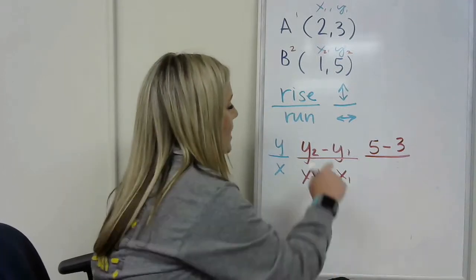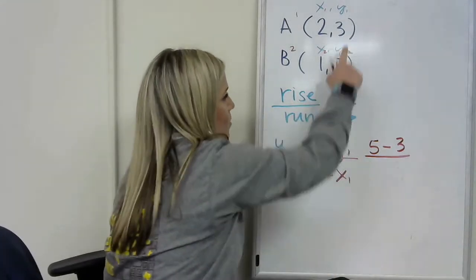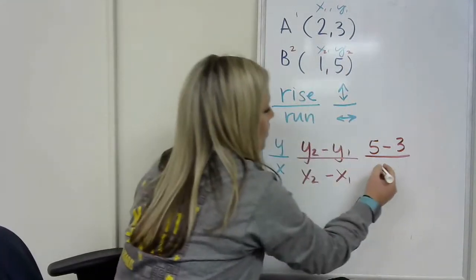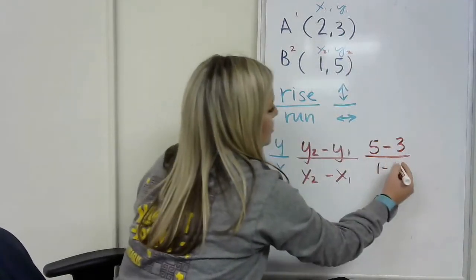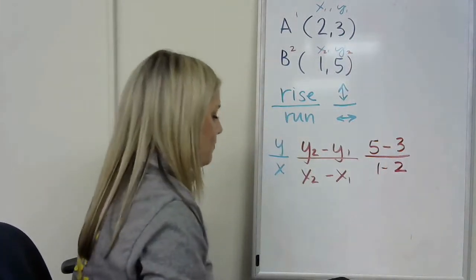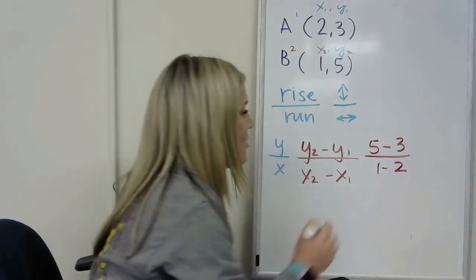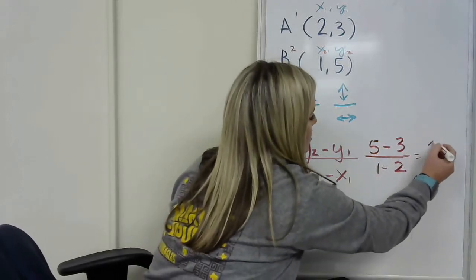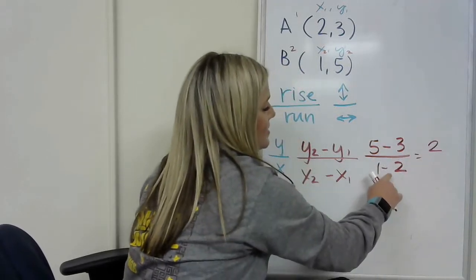Okay, so we have the y2 minus y1. Now it's x2, which is 1 minus 2. Okay, now when I do this math, 5 minus 3 is 2. And this is going to be a negative number.